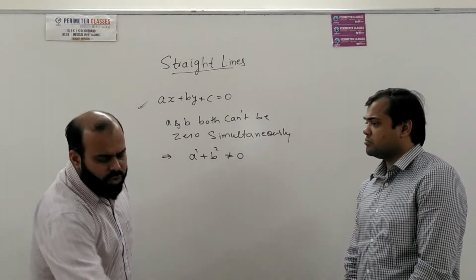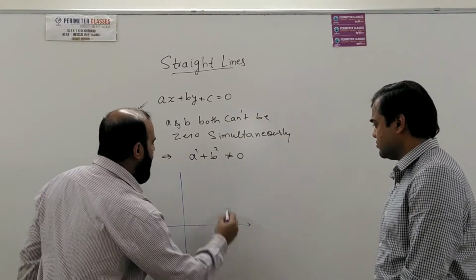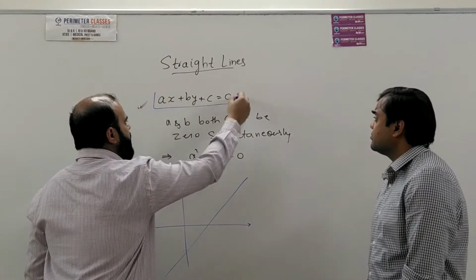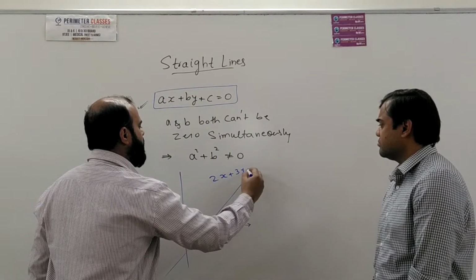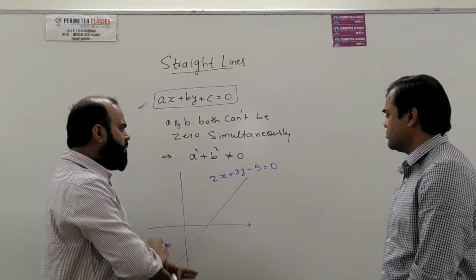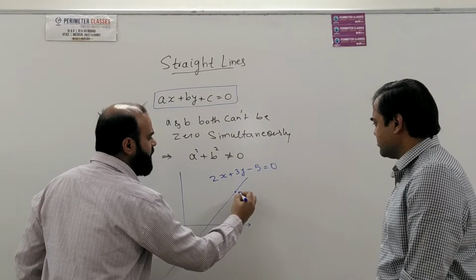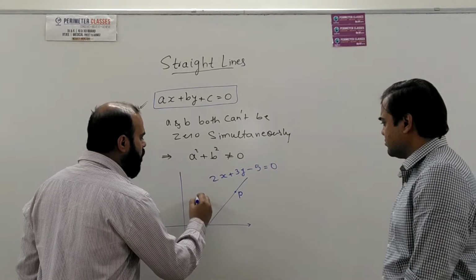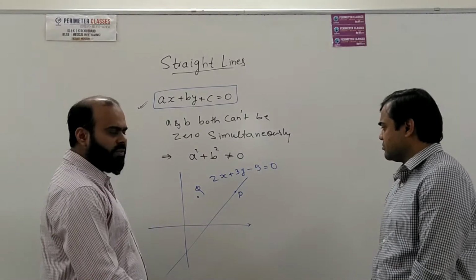Now, why do we call it the equation of a straight line? Because when we talk about a straight line, it is represented by some equation of this form. For example, 2x plus 3y minus 5 equal to 0. If we have a point which lies on this straight line, then it will satisfy this equation. And if there is a point which does not lie on this straight line, it will not satisfy this equation. So this is what we mean by this.